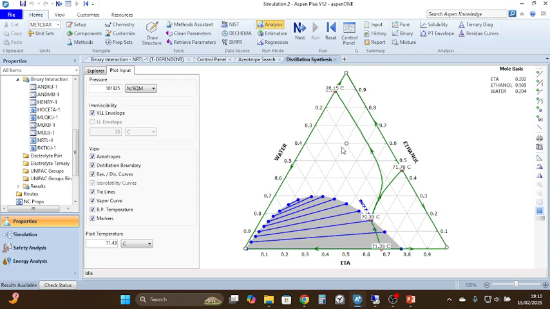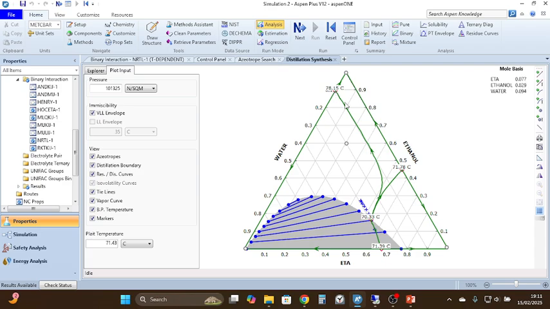Now this shaded region is actually the liquid phase, and outside the shaded region is the vapor phase. These are all tie lines, that is, these are equilibrium lines in the liquid phase, and these are the distillation residue curves over here.